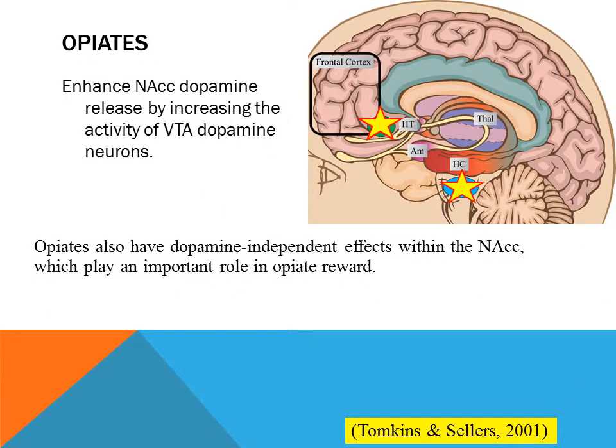Opiates such as heroin and morphine enhance the nucleus accumbens dopamine release by increasing the activity of VTA dopamine neurons. Opiates also have dopamine-independent effects within the nucleus accumbens, which play an important role in opiate reward.